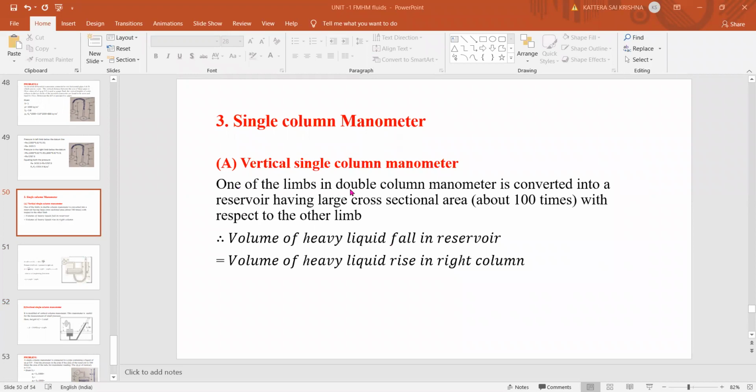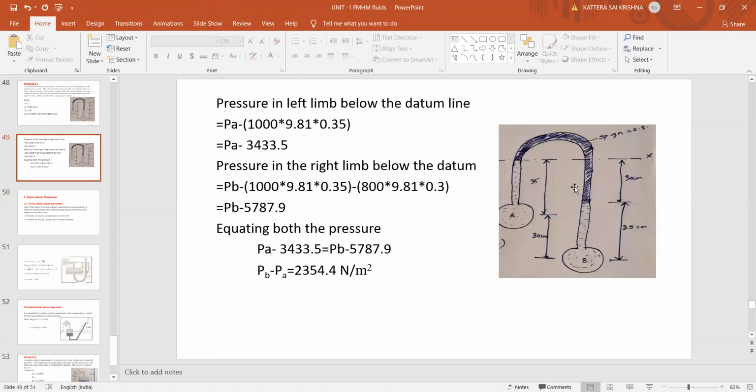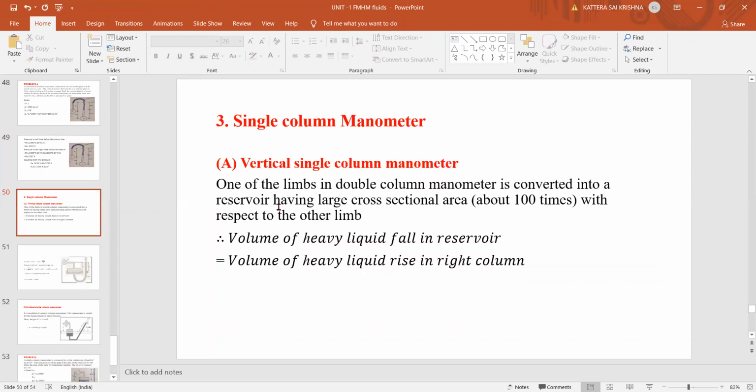So one of the limbs in a double column manometer, sorry, single column, is converted into a reservoir. In a double column manometer there are two columns, but here one is converted into a reservoir having a large cross-sectional area, about 100 times that of the other limb. Okay.